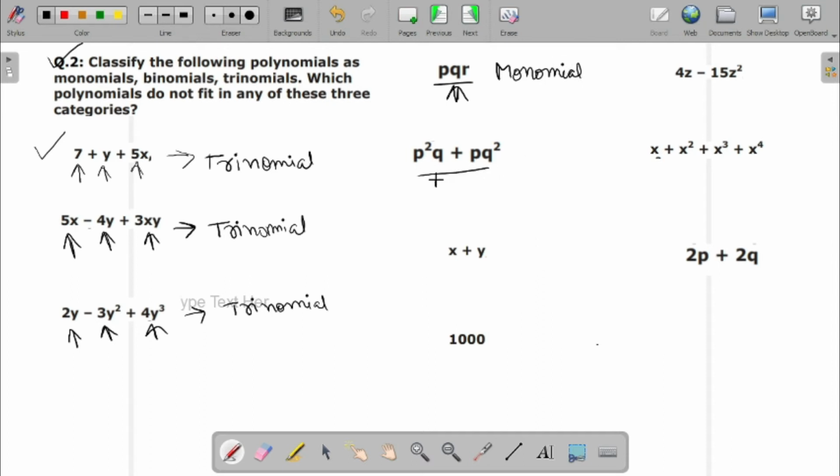Here we have two terms, 1 and 2. So we call it a binomial. Now again, here also we have two terms, 1 and 2. So we call it a binomial. Single term, we call it monomial.